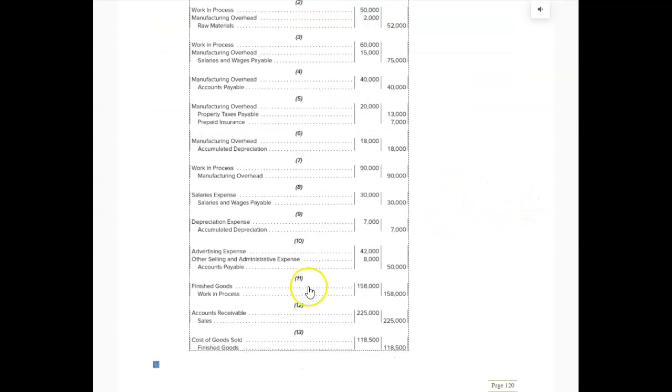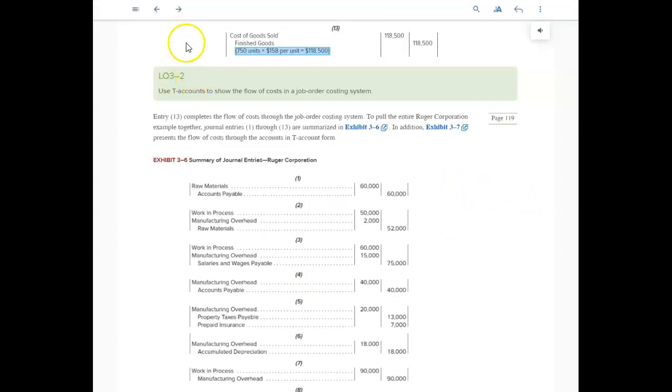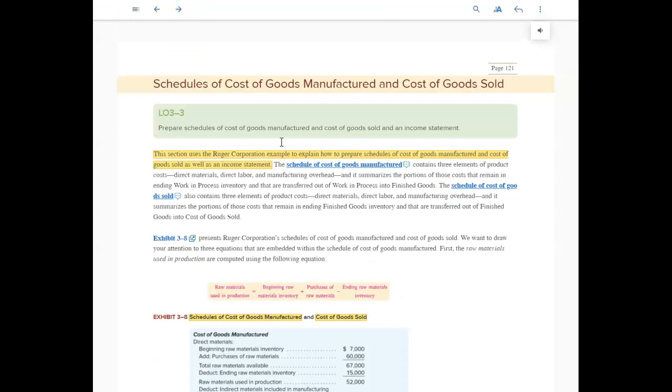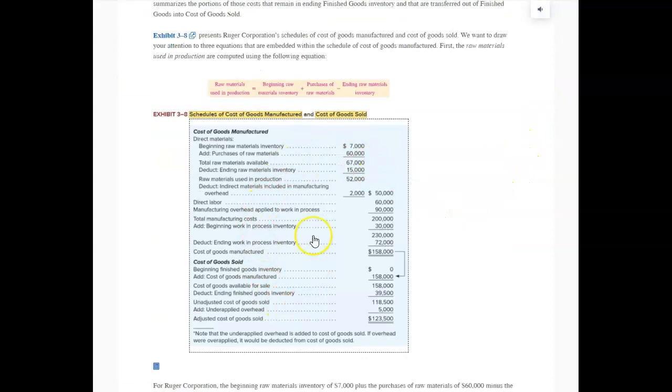Okay, so you can take a look at this. Let's go to the next page. Here we'll talk about the schedules of cost of goods manufactured and cost of goods sold. Now, the schedule of cost of goods manufactured, might as well jump right to it. Here it is, sort of lengthy, right in here. Cost of goods sold is down here. This is a new schedule for us in this course.